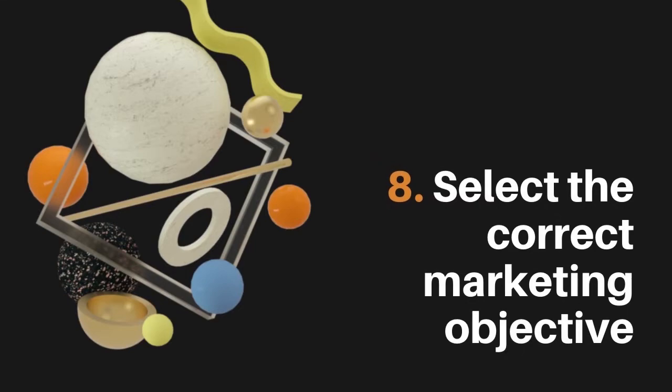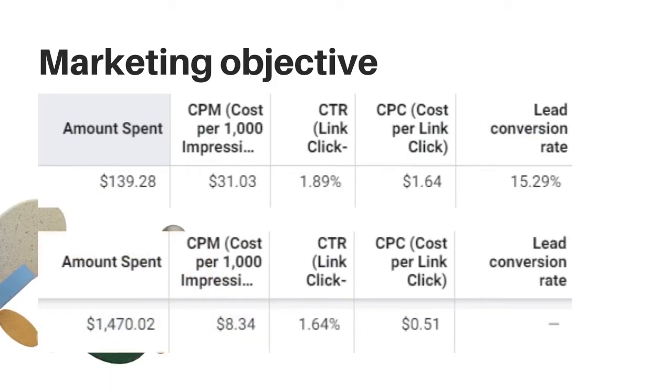Tip number 8 is to select the correct marketing objective. So you could be doing everything right. You could be having really good and persuasive ad copy, really attention grabbing ad creative, and your landing page itself could be pretty high converting. But if you choose the wrong marketing objective, you're telling Facebook to optimize your campaign for the wrong type of people, and you're just setting yourself up for failure.